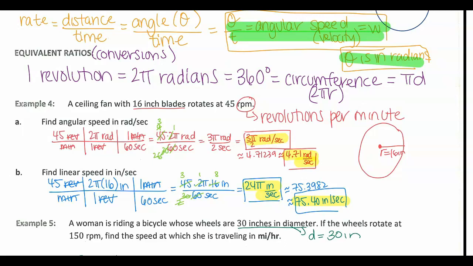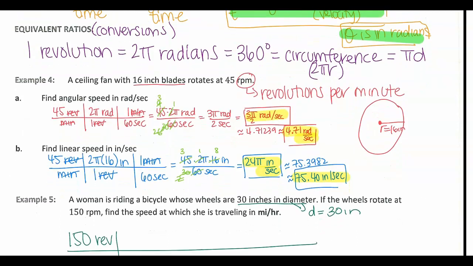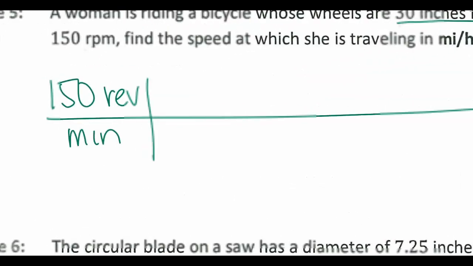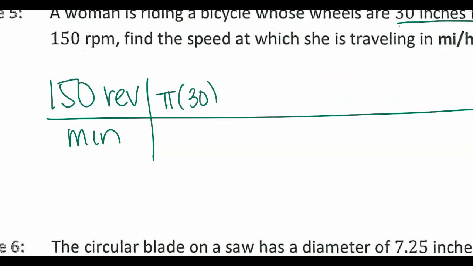Well, I could either use 2 pi r or pi d. It's still going to give me the same answer. Since I have the diameter in this problem, I'm going to be a little lazy, and I'm just going to use pi d. So we're going to do pi d, which is 30 inches, and that's going to equal 1 revolution. So my revolutions are gone. It's cool that I have inches, but I need it in miles. So before I do anything else, I need to convert this from inches into miles.